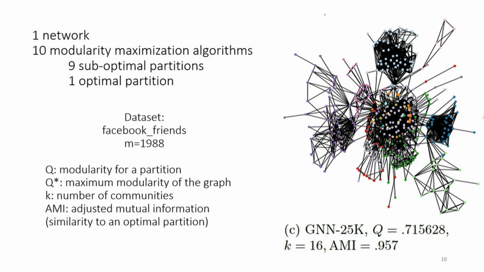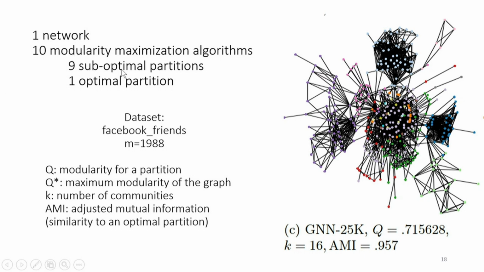So it's a network. As you can see, it has a kind of modular, meaning clustered, structure. And depending on which modularity maximization algorithm we use on it, we get different results. So here, we have just one network. I'm trying 10 different modularity maximization algorithms.